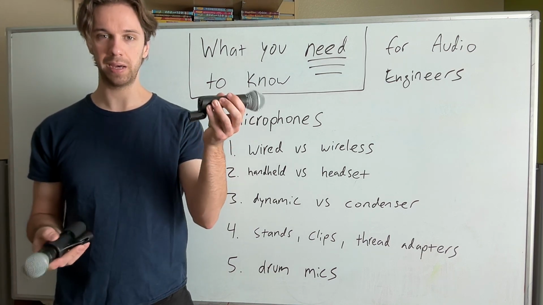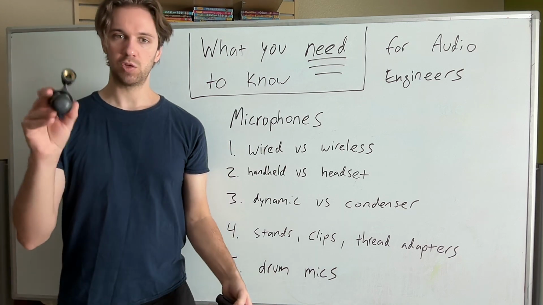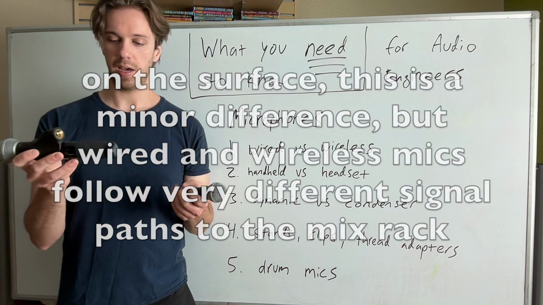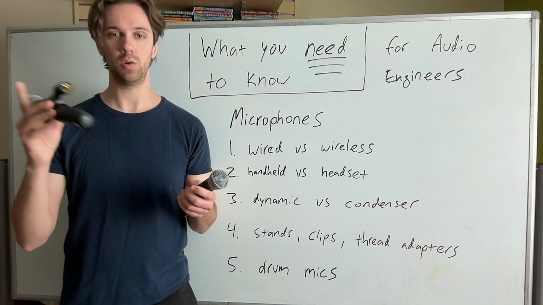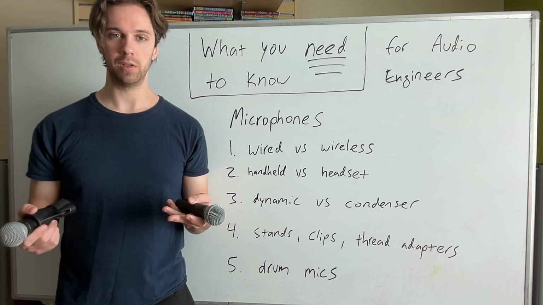So the main difference between these two is as simple as it seems. This one has a cable coming out of the back, runs out along the stage back to the mix rack, and this one does not. This has a battery inside of it, and it transmits wirelessly to a receiver in the rack. And I will show a clip of that really quickly here.